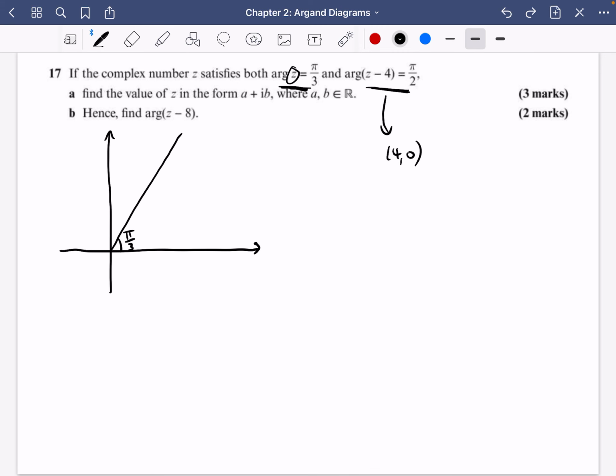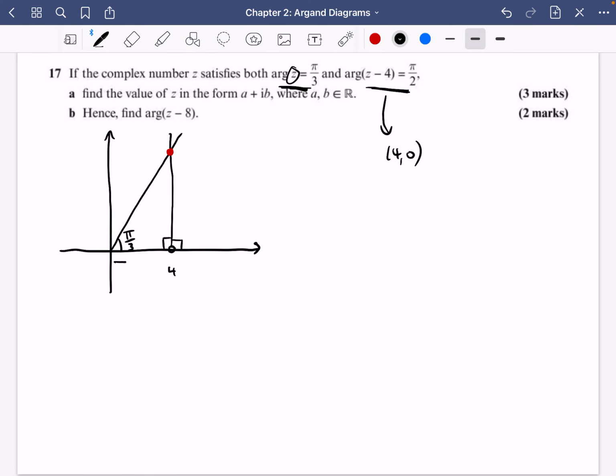Now, pi over 2 is 90. So I'm going to draw it at 4, 0, and I'm going to say that the argument is 90 degrees. Remember, it's always being measured in this direction. So this is 90 degrees. This is also 90 degrees. And the thing we are interested in is this z value that you've got right here, that red dot.